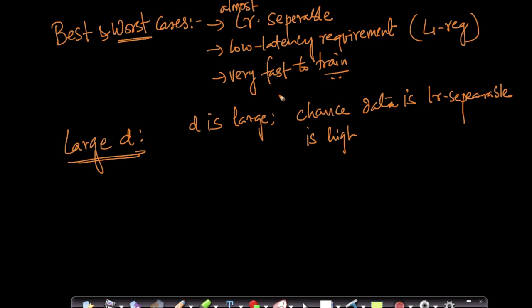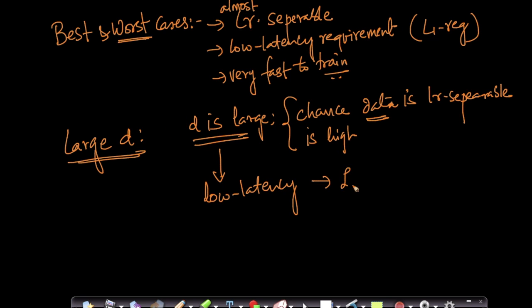Because of the curse of dimensionality, especially if your D is large, logistic regression works fairly well because the probability that your data is linearly separable is high. But if you want a low latency system, especially when D is large, we always have the L1 regularizer to our rescue. So it's very easy. Large D works very well. I've seen cases with even 1,000 dimensions or more where logistic regression works like a charm.